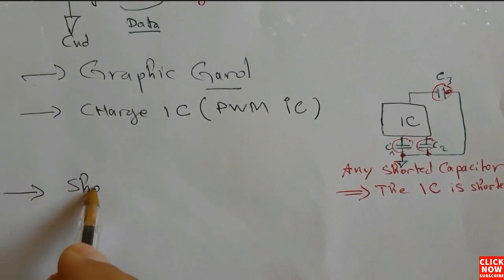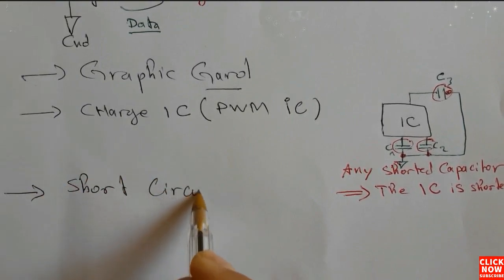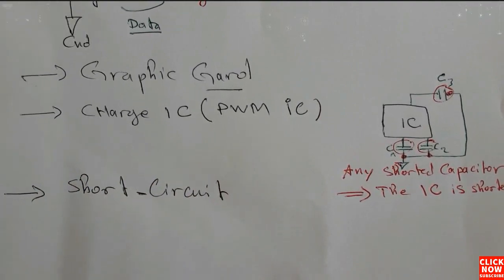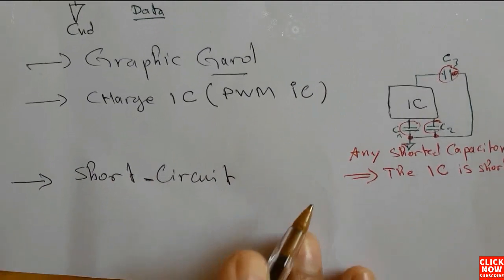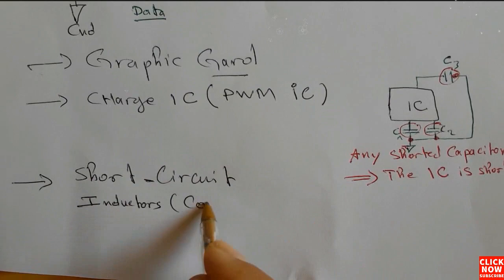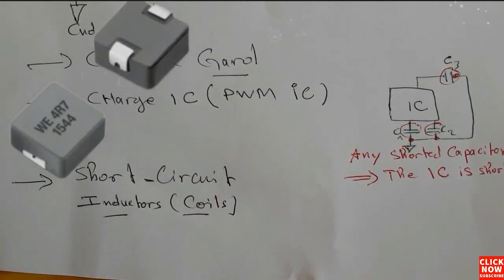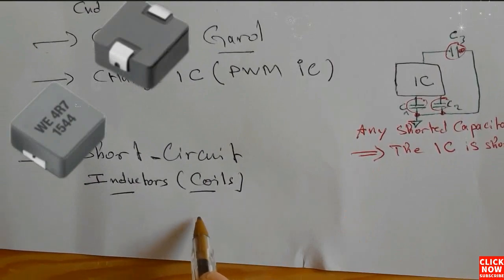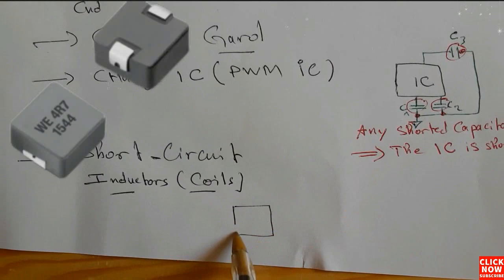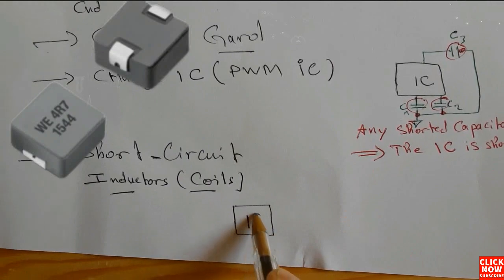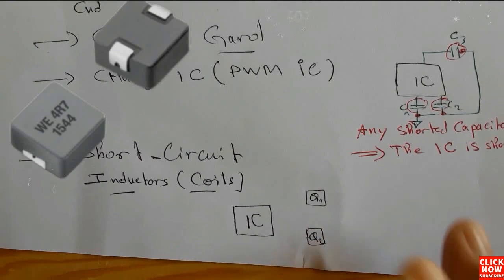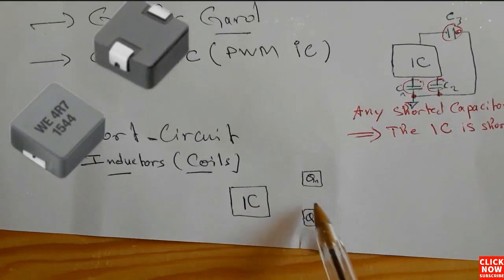The next failure is the short circuit. So here I have a question. How can we identify the short circuit in the motherboard? Easy, using the inductor. The inductors, or coils, are the components that show us where the short circuit is in the motherboard. I'll show you how. You can never find inductors or coils connected to the ground in any motherboard. Always the inductors are connected to the power rail in the motherboard.